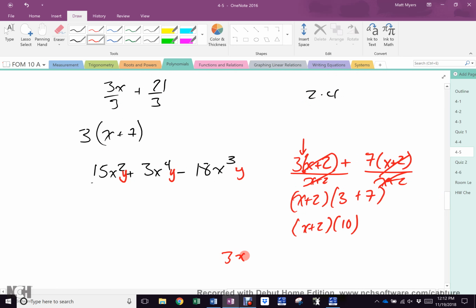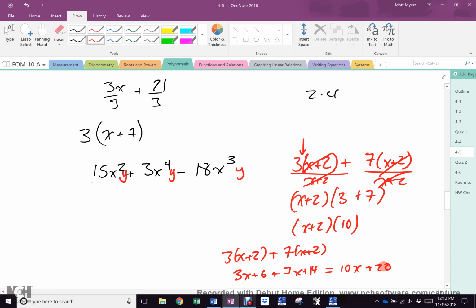I had 3x plus 2 plus 7x plus 2, correct? Which would be 3x plus 6 plus 7x plus 14, correct? Which would be 3x plus 7x, 10x, 6 plus 14, 20. 10x, 10 times 2, 10x plus 20.